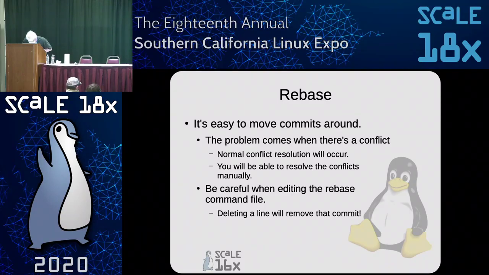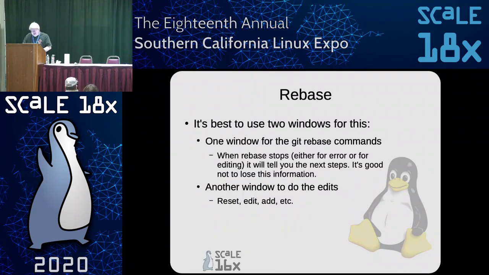So it's easy to move commits around. Of course, there's a problem when you get a conflict. Again, it's just the normal conflict resolution stuff. You'll be able to resolve the conflicts manually. Be careful when editing the rebase command file. Deleting a line will literally remove that commit from the face of the planet.